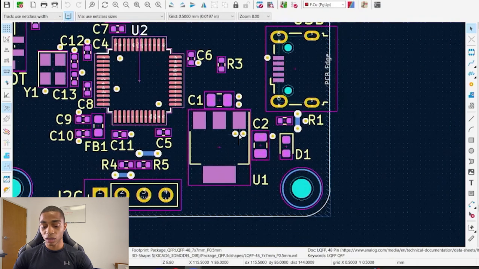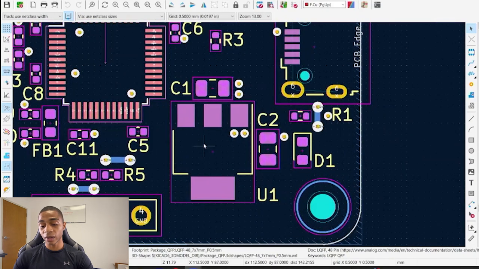So next we have our linear regulator, and our linear regulator was placed there for a reason. We wanted to place it close to the power supply, and that was going to be our USB connector. We'll get 5 volts from our USB that'll go into our linear regulator, and we'll get 3.3 volts out.